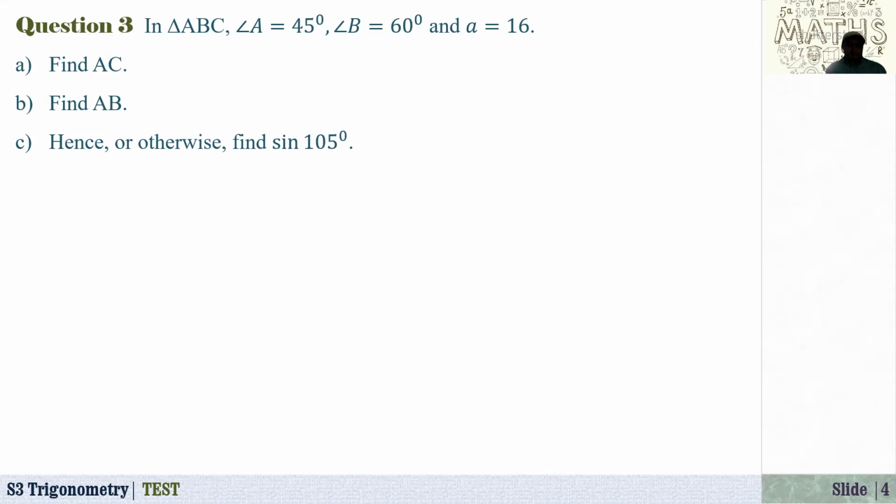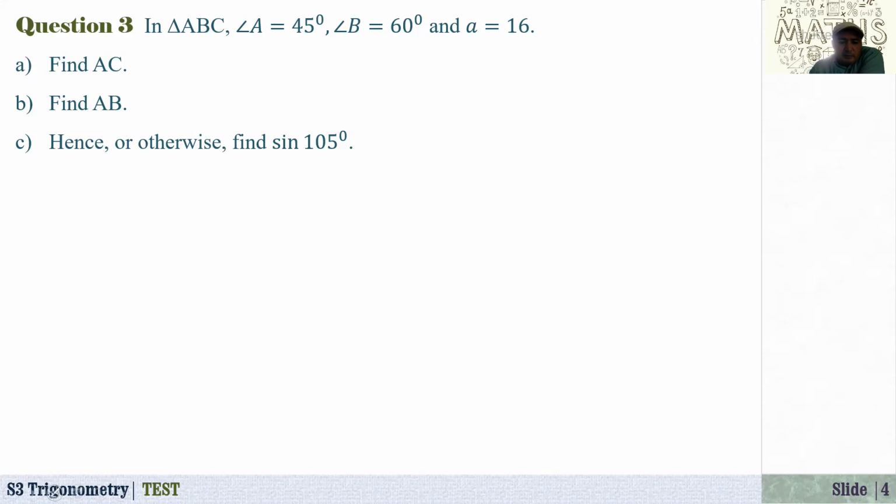Question 3. In triangle ABC, angle A is equal to 45, angle B is 60, and A is 16. Find AC, find AB, and hence or otherwise find sine of 105.